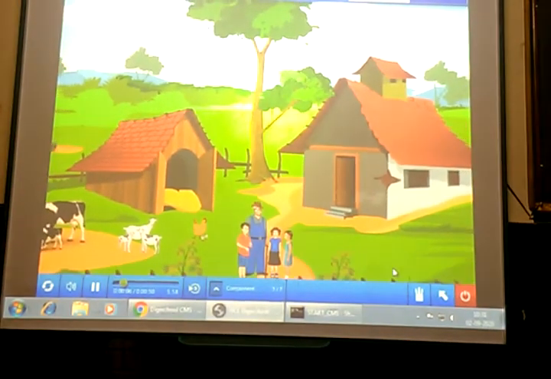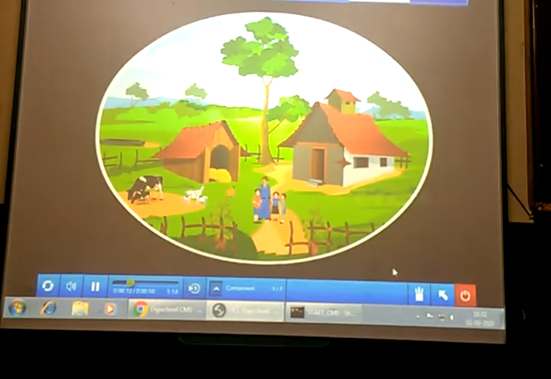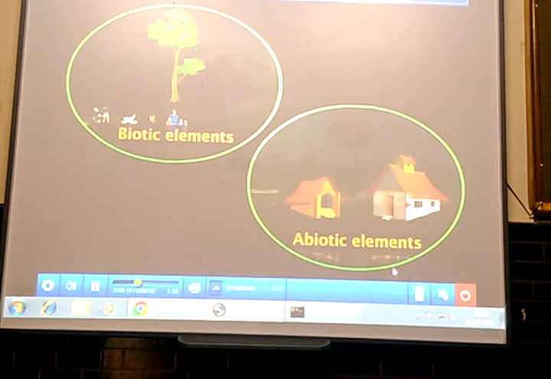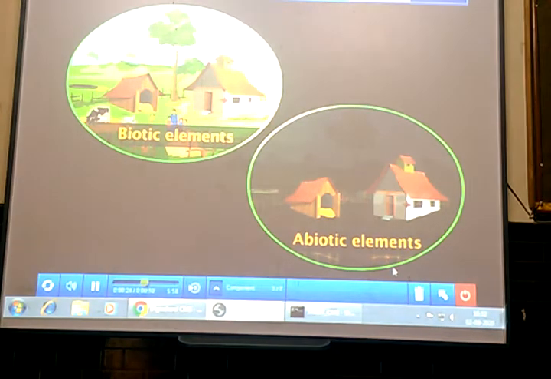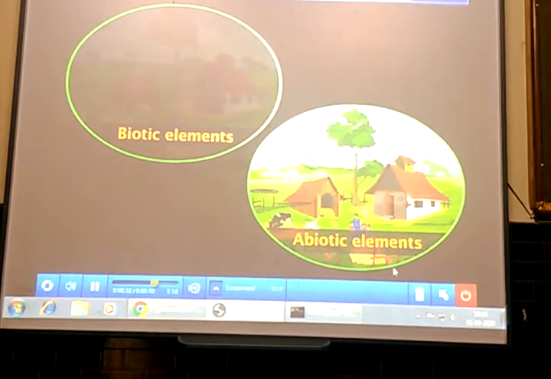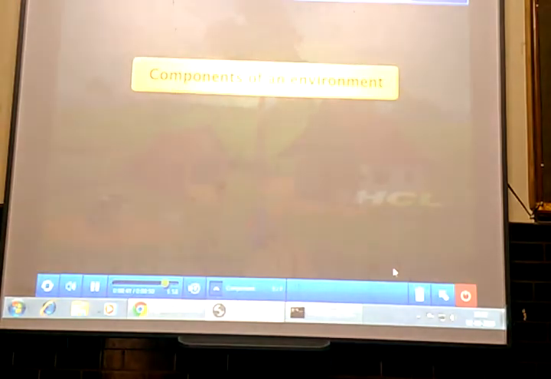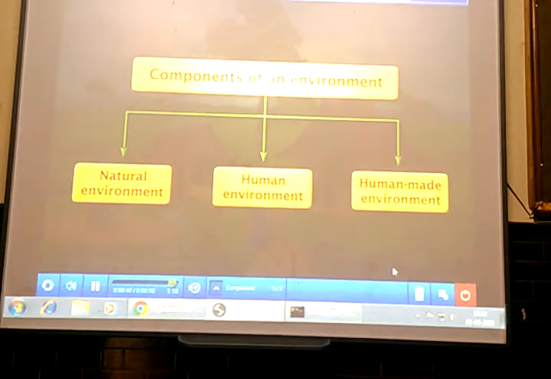Let us now learn about the components of an environment in detail. Our environment consists of both biotic and abiotic elements. Some biotic elements that we saw at the farm were cows, goats, and trees. Some abiotic elements that we saw at the farm were the farmhouse and the fence. Apart from being classified as biotic and abiotic elements, the components of an environment can also be classified as natural, human, and human-made.